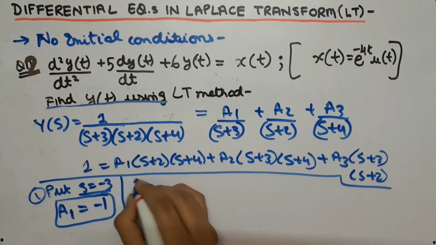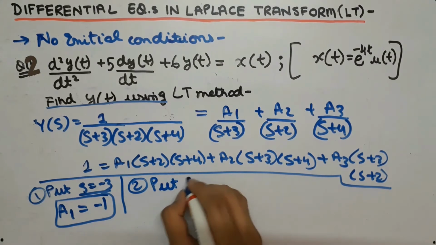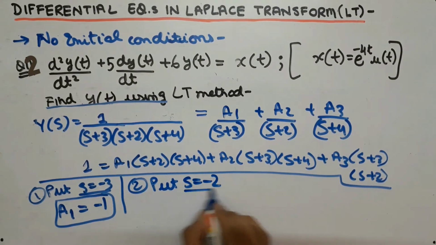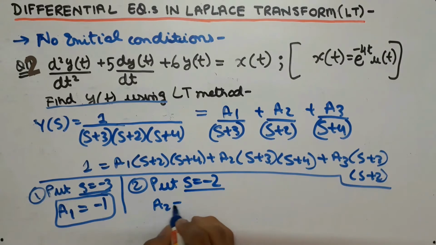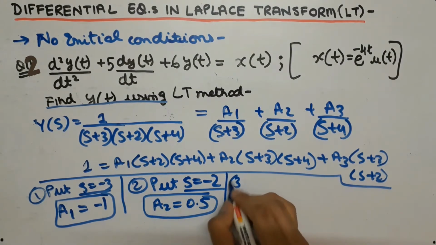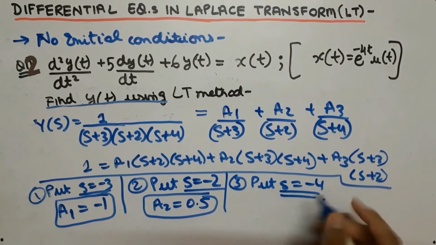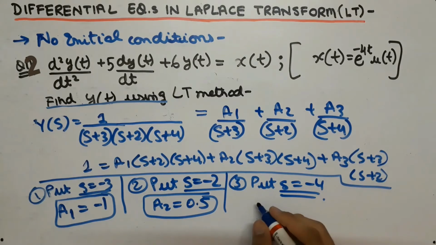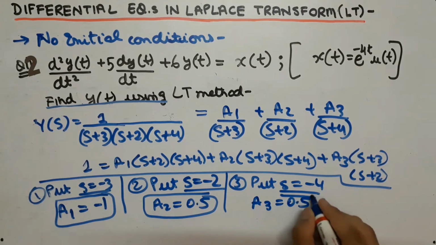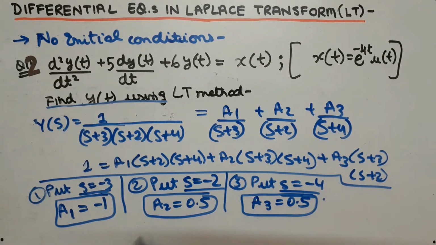Similarly, you are going to put the value of s as -2, and on doing that you will get a2 equal to 0.5. Then lastly, we will put the value of s as -4, and we will get the value of a3 as 0.5. Now guys, we have found out the values of a1, a2 and a3.